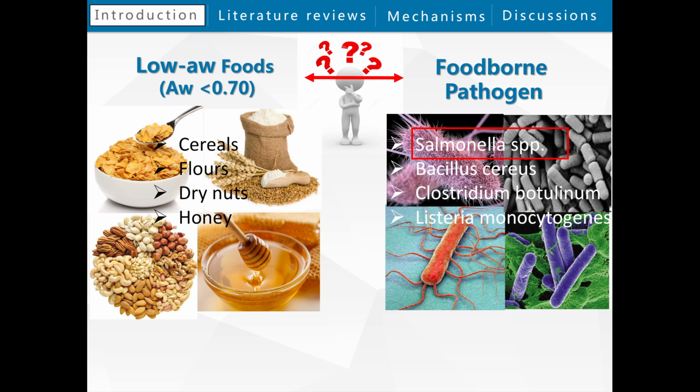Why can low water activity foods be associated with these problems? One of the reasons responsible for this is the thermal resistance of microbial pathogens in low water activity foods, which provides a continuing challenge to the food industry.